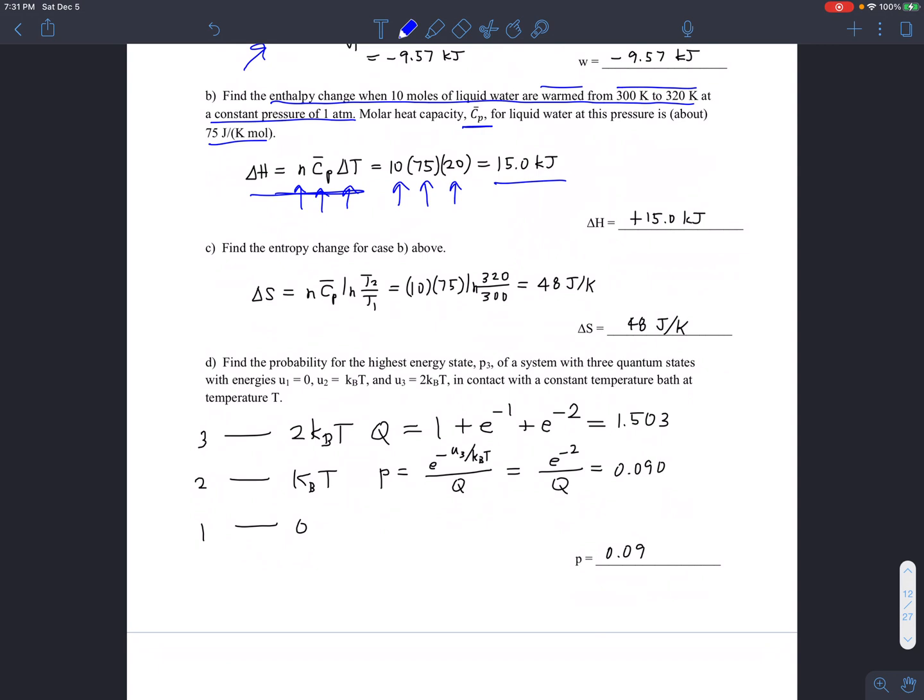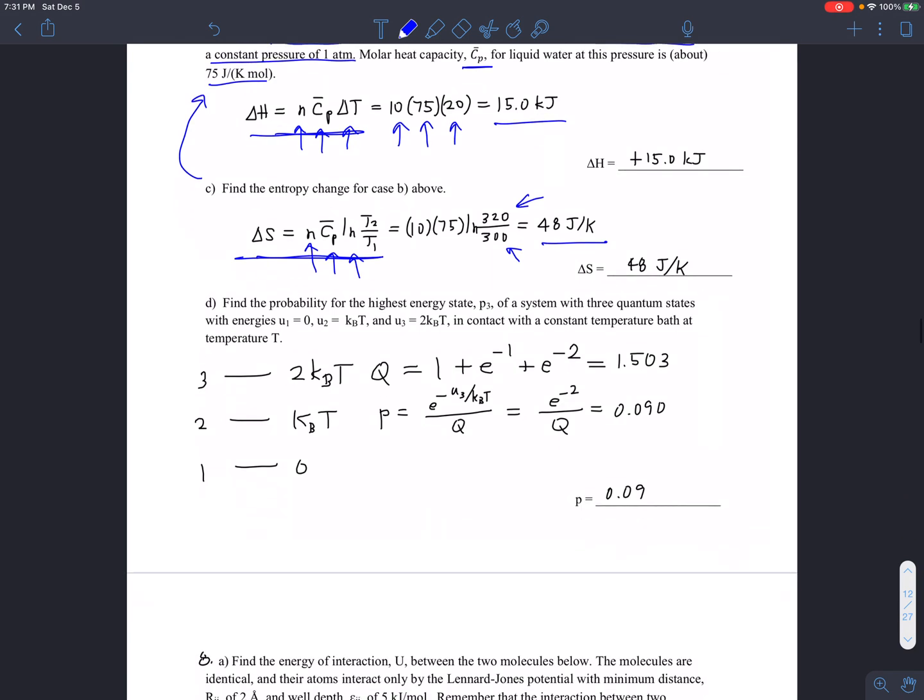Number C says, find the entropy change for the same problem as above. Again, the formula in that case is just the number of moles, the molar heat capacity at constant pressure, log T2 over T1. The temperature changes from 300 to 320, so 320 on top, 300 on the bottom, and that gives 48 joules per K.